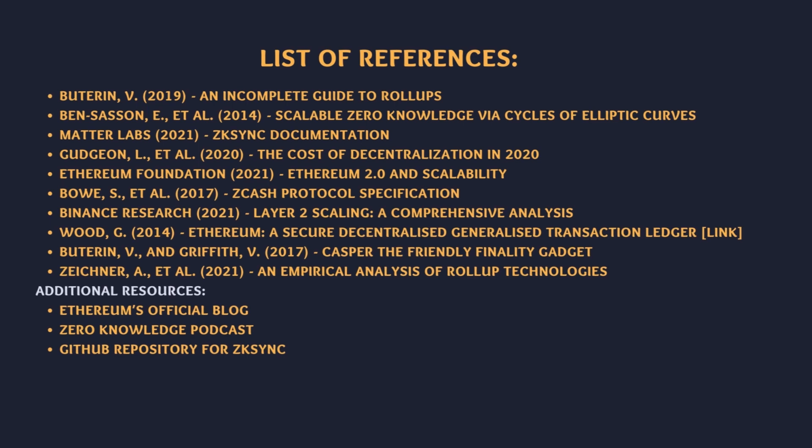5. Ethereum Foundation, 2021, Ethereum 2.0 and Scalability. This report covers the broader scalability initiatives for Ethereum, including Layer 2 solutions like zkRollups. 6. Ben-Sasson, 2017, Zcash Protocol Specification. While focused on Zcash, this document provides detailed insights into zk-SNARKs, which are also integral to zkSync. And finally, 7. Binance Research, 2021, Layer 2 Scaling, a comprehensive analysis. This report provides a comprehensive analysis of various Layer 2 scaling solutions, including zkRollups and zkSync.